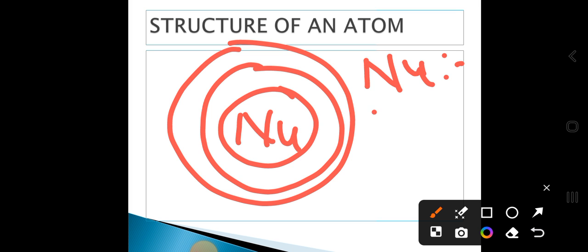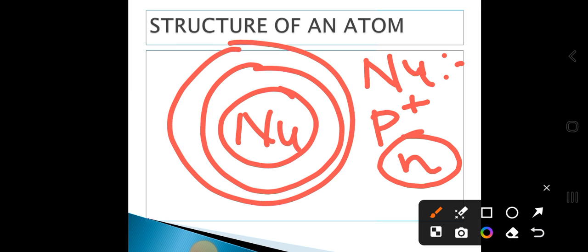So what is this nucleus made up of? It is made up of protons, which we denote as P plus, and neutrons, denoted as N. Protons have a positive charge, that's why I write P plus, and neutrons are neutral. The weight of protons is heavy, and that of neutrons is negligible, but neutrons play a very important role in the stability of an atom.